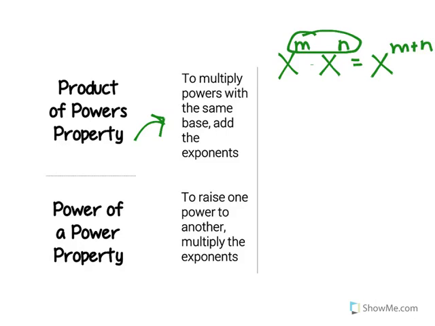Well, if we have numbers like 2 to the third power times 2 to the second power, we're going to do the same thing. We are going to keep that base, which is 2, and we're going to add these exponents.